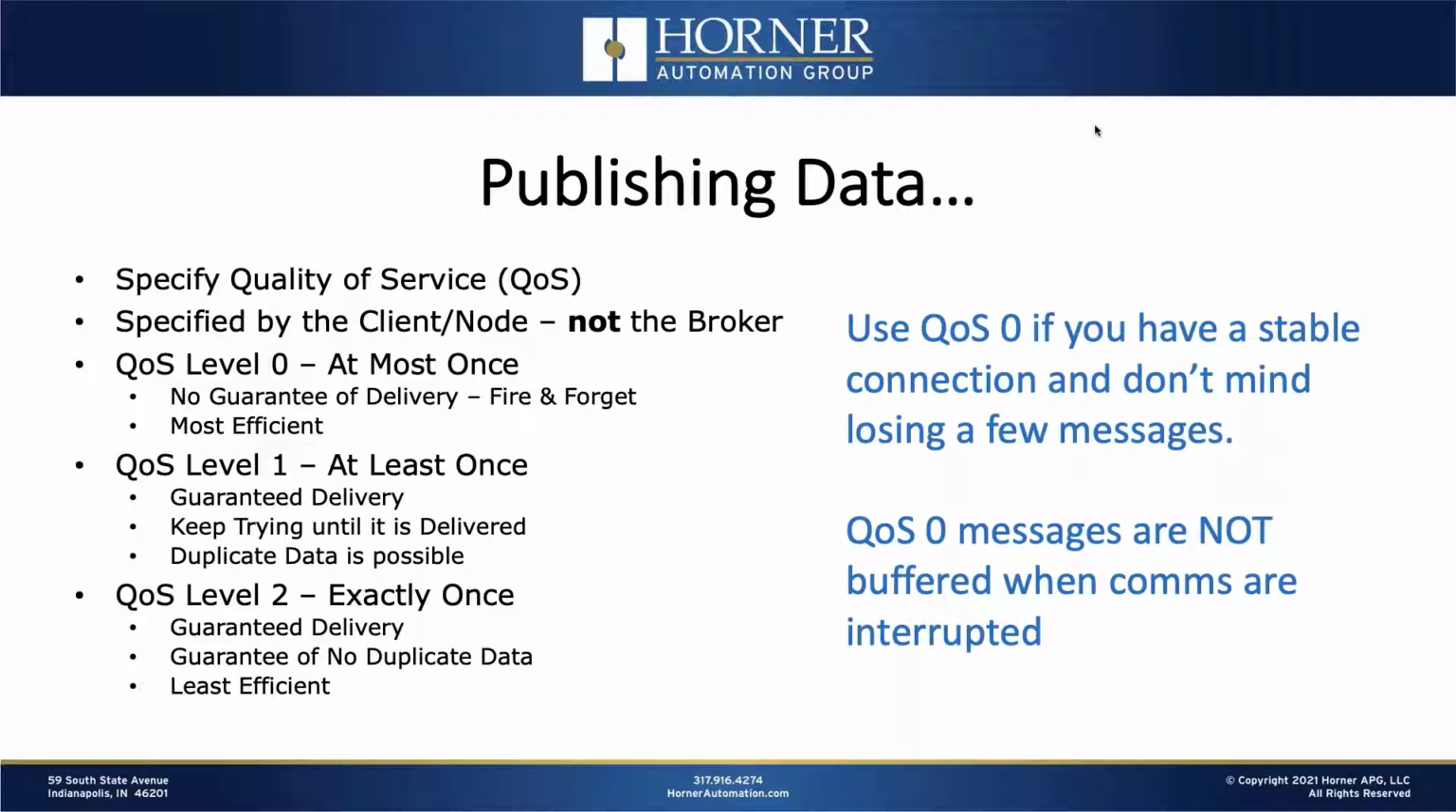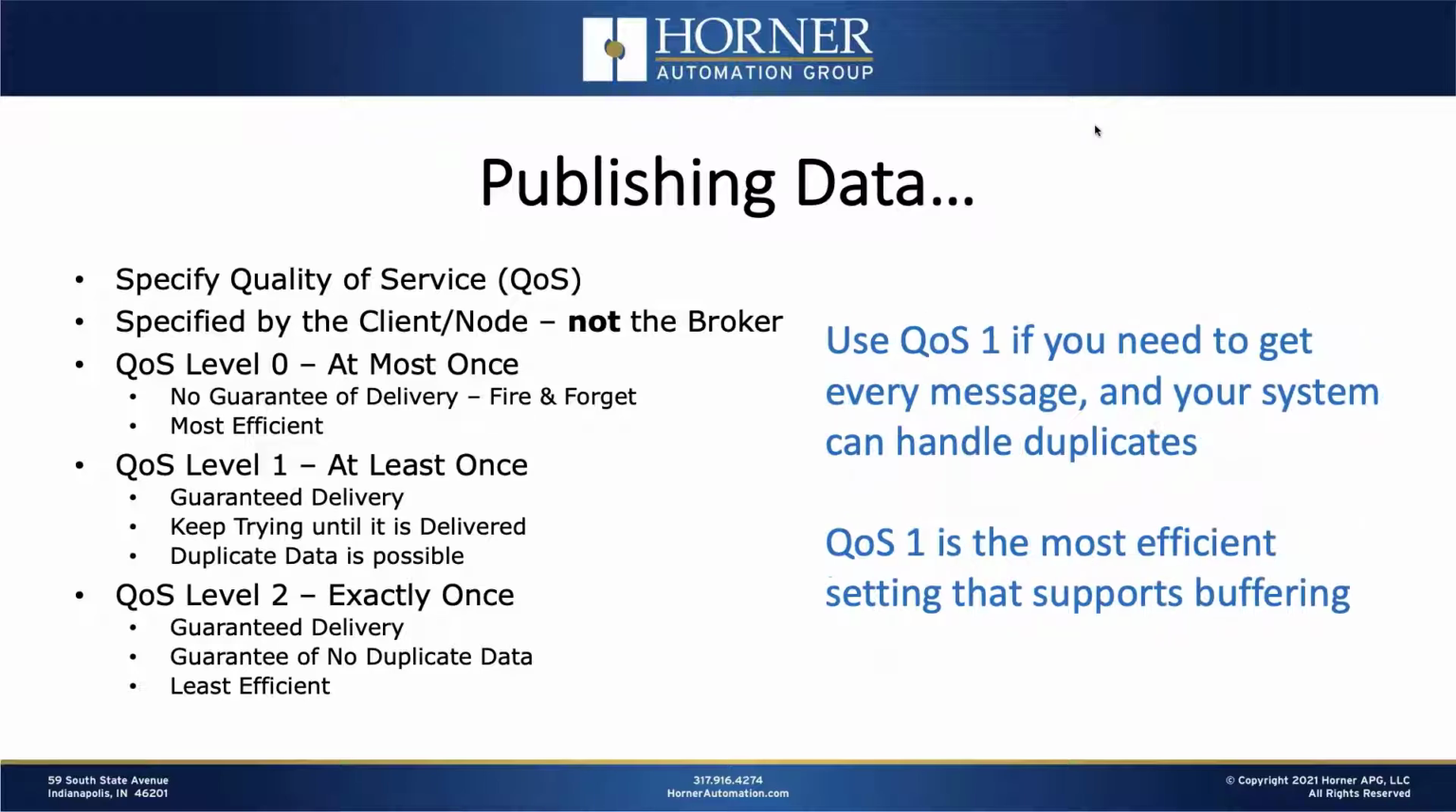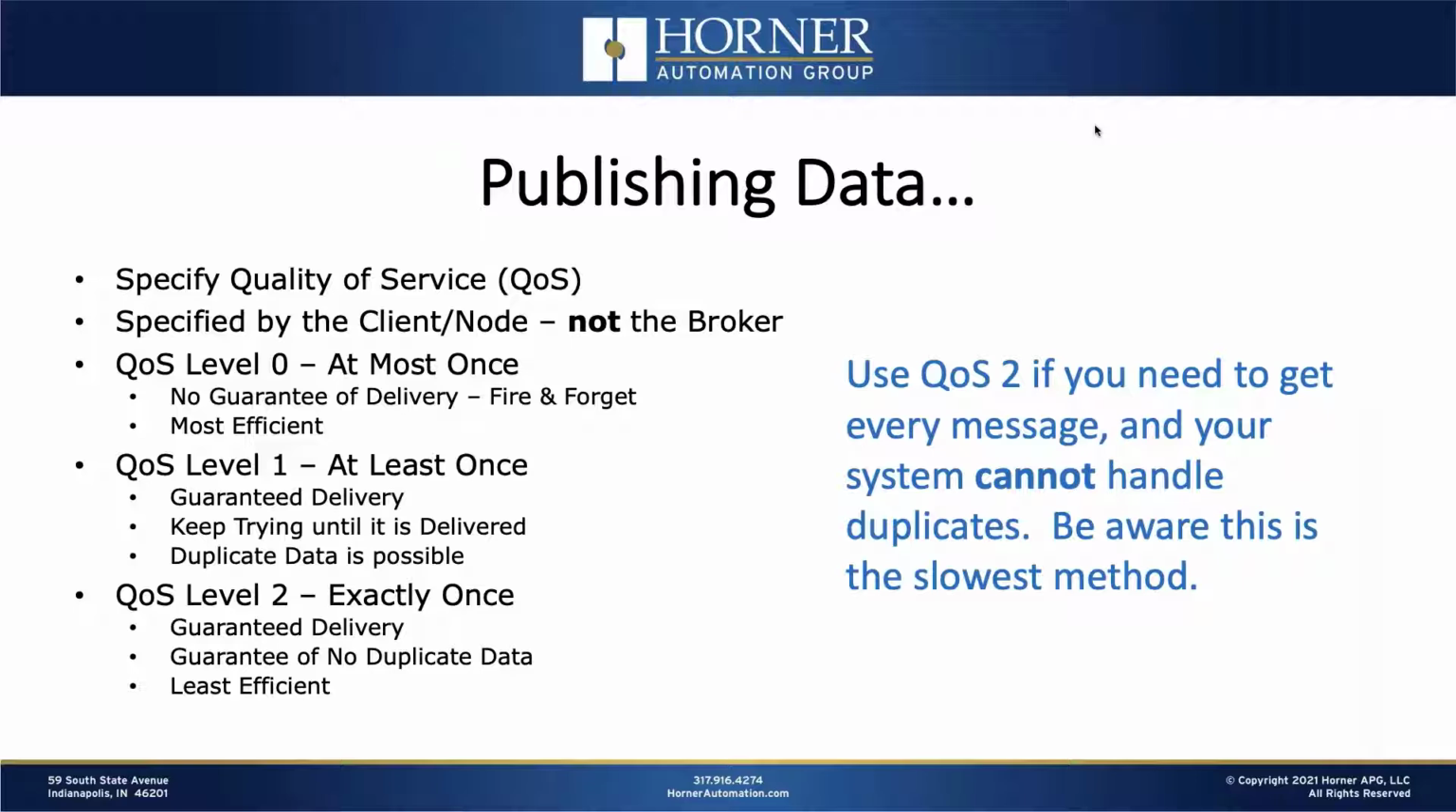So, some kind of summary on quality of service: you might want to use quality of service 0 if you have a stable connection and you don't mind missing a few messages. Any messages that are missed or lost are not buffered. When comms are lost, those messages, for all intents and purposes, are lost forever. You can use quality of service 1 if every message is important, but duplicates aren't a big deal, and you do want to have the data buffered. And again, use quality of service 2 only if duplicates are a problem, because otherwise quality of service 1 will probably be just fine.